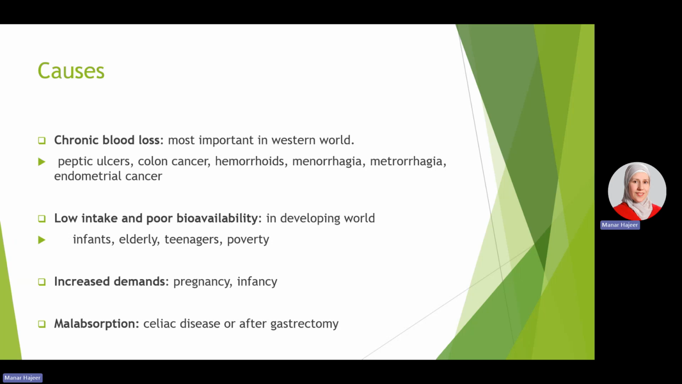So chronic blood loss is the most important cause of iron deficiency in the Western world, and the underlying causes include peptic ulcers like gastric ulcers or duodenal ulcers, colon cancer, hemorrhoids, and menorrhagia. It's the blood loss during the menstrual cycle if it is excessive and heavy. Metrorrhagia is bleeding in between the cycles, and endometrial cancer also can result in vaginal bleeding, leading to chronic blood loss. So, any cause of chronic blood loss will lead in the end to iron deficiency.